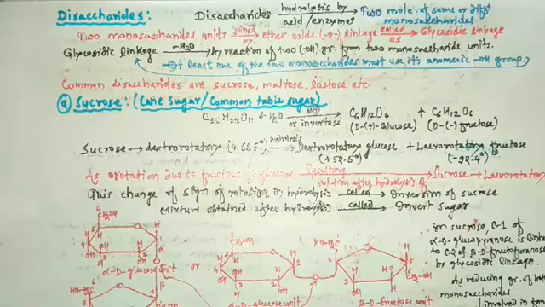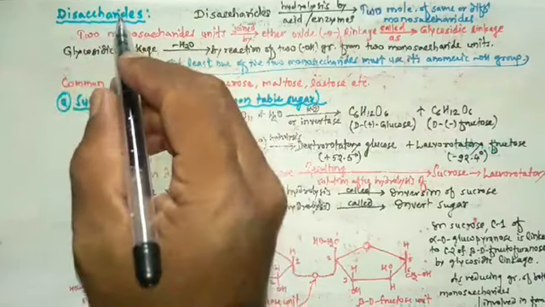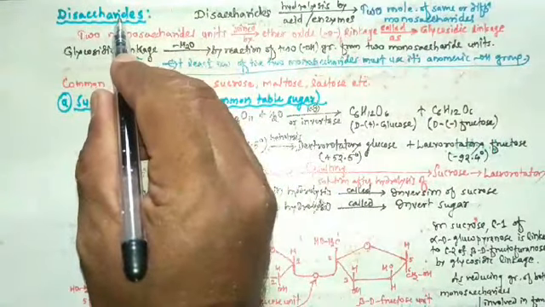In the previous video, we studied the Fischer projection formula, then the DL configuration system, the ring structure of glucose, then the Haworth projection formula, and the representation of fructose structure in detail. So, in today's video, we are going to study disaccharides.